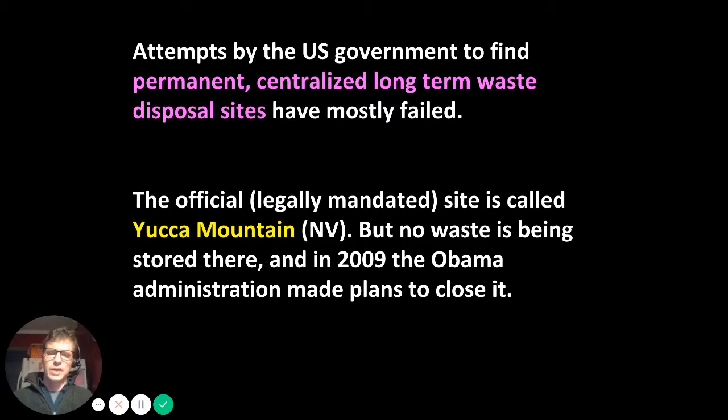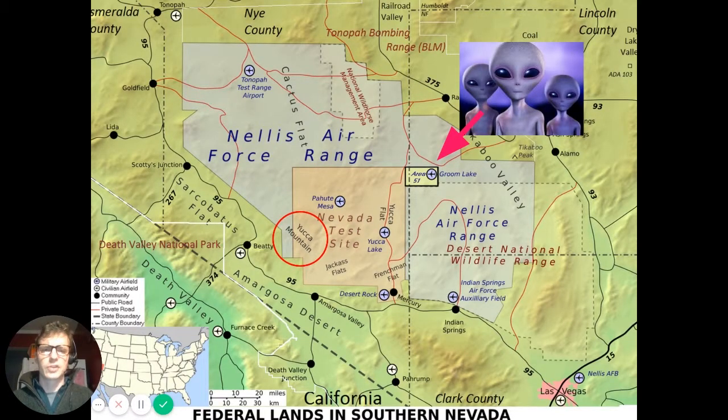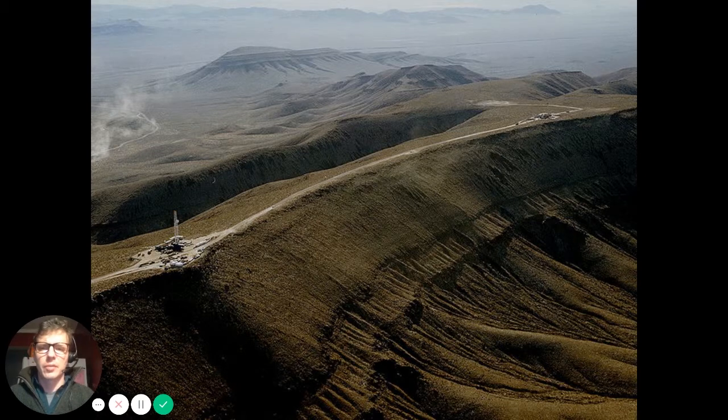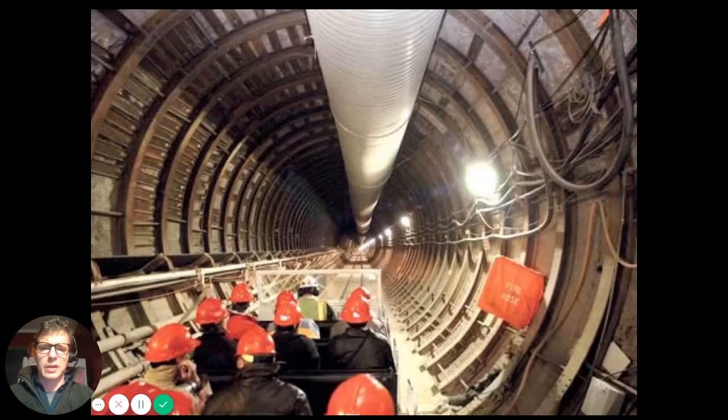The official and actually legally mandated site is called Yucca Mountain. It's in Nevada, but no waste is being stored there. And in 2009, the Obama administration made plans to close it. So this gives you a sense for where this would be located, south-central Nevada. And here's a picture of Yucca Mountain from the outside and from the inside.